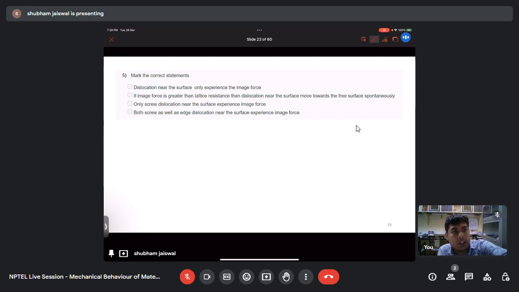As a quick recapitulation, we have already discussed that a dislocation near the surface will try to move out, to come out. So there will be some force acting, and that is nothing but the image force. So this option is also correct. So the first option is correct. Now, when will a dislocation near the surface come out? Only if the exerting image force is greater than its lattice resistance. What they have said is, if the image force is greater than lattice resistance, then a dislocation near the surface moves towards the free surface spontaneously. This is also correct.